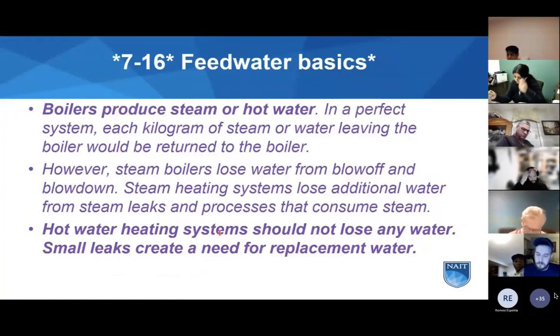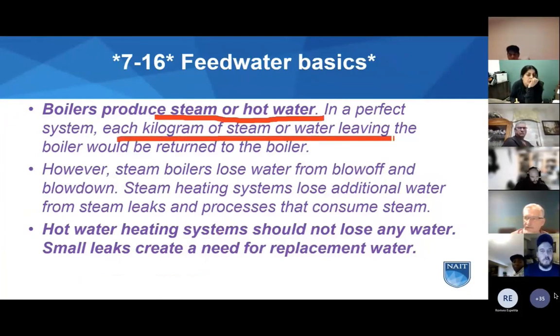Feed water basics. Feed water connections. Boilers produce steam or hot water, so we're looking at both types. In a perfect system, every kilogram of steam or water leaving the boiler would be returned to the boiler. As I've just mentioned a few times, it doesn't always work that way.